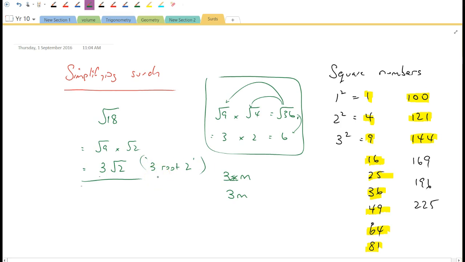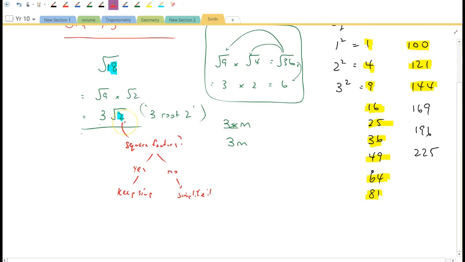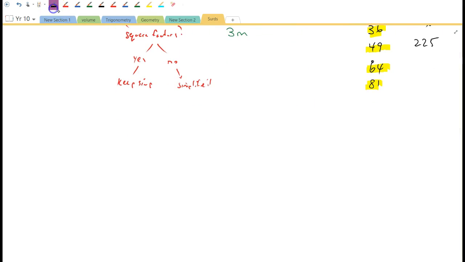Okay, square factor, really important that we identify what that is. And we simplify by making the number under the root smaller, as small as it can be. When it doesn't have any square factors anymore, it's simplified fully. So if the answer to the question, does that have any square factors, is yes, then we keep simplifying. If it's no, then it is fully simplified.